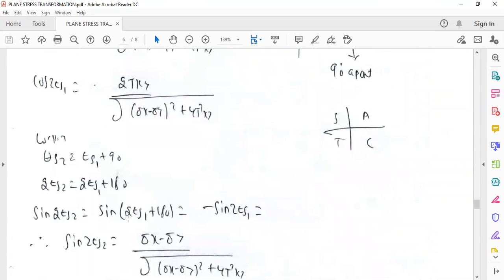We know that, similarly, theta s2 is equal to theta s1 plus 90 degree. Always you should remember that theta p2 is equal to theta p1 plus 90 degree, and theta s1 is equal to theta p1 plus 45 degree. Theta s2 and theta s1 are 90 degree apart, similar to principal stress. So theta s2 is written as theta s1 plus 90 degree.